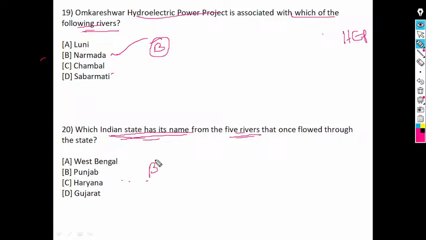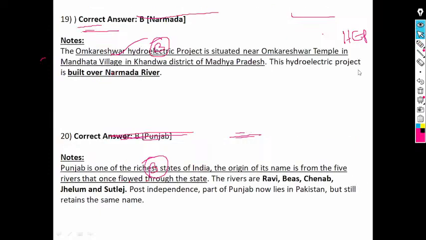That is your B for Bombay, Punjab. Make your answer.